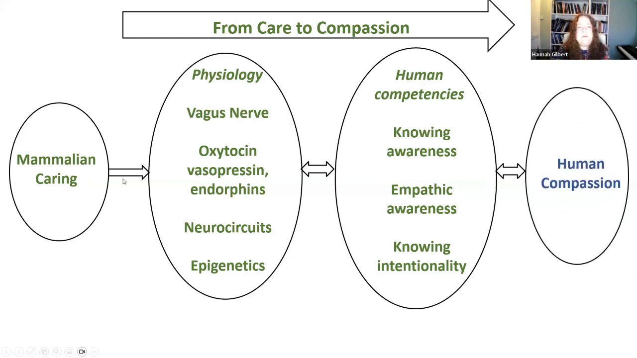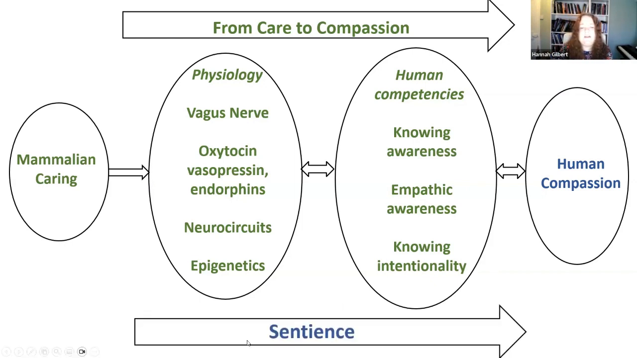And what we would say from this is that our inherited capacity for caring has affected our brains and our bodies in different ways. The competencies of our minds, all of these things, have helped to sow the seeds, if you like, for human compassion. And what really underpins a lot of this is the role of sentience, that we are aware of being aware.